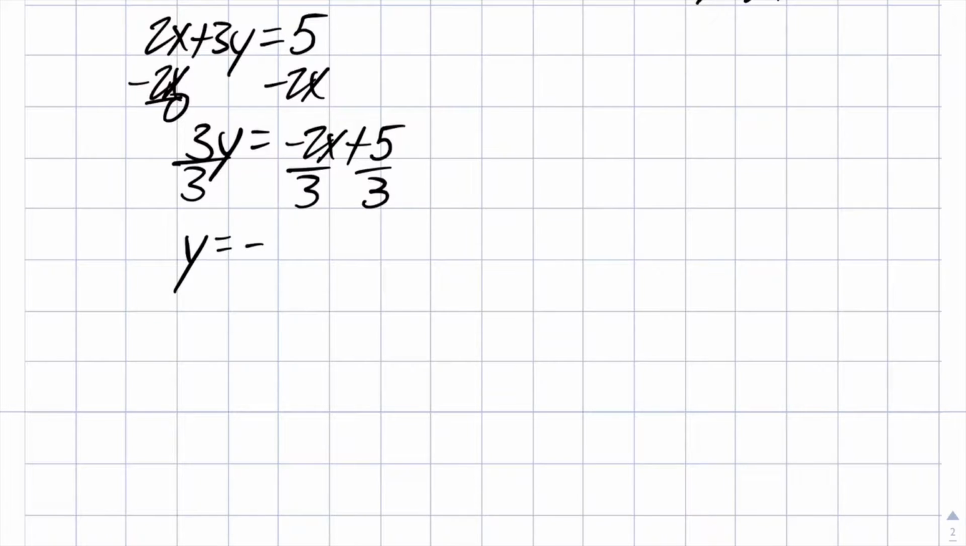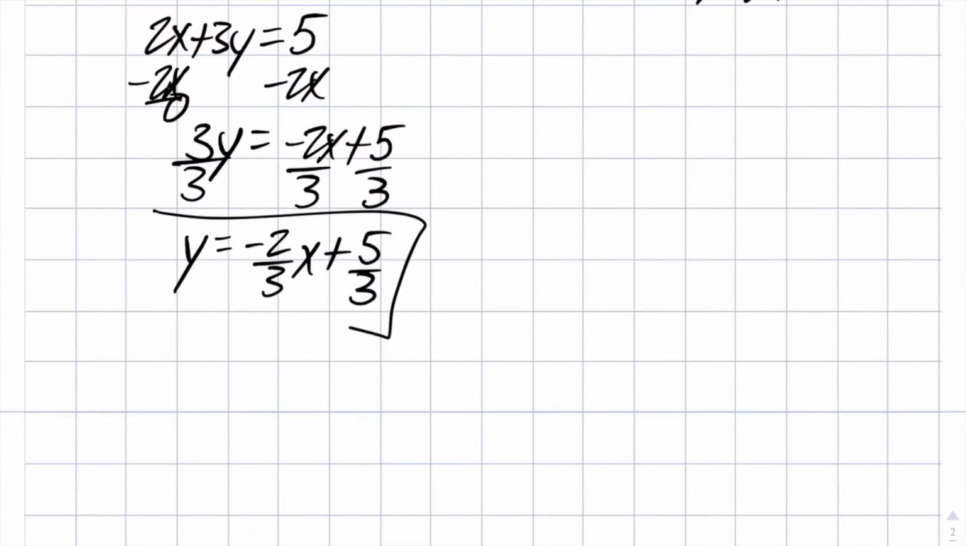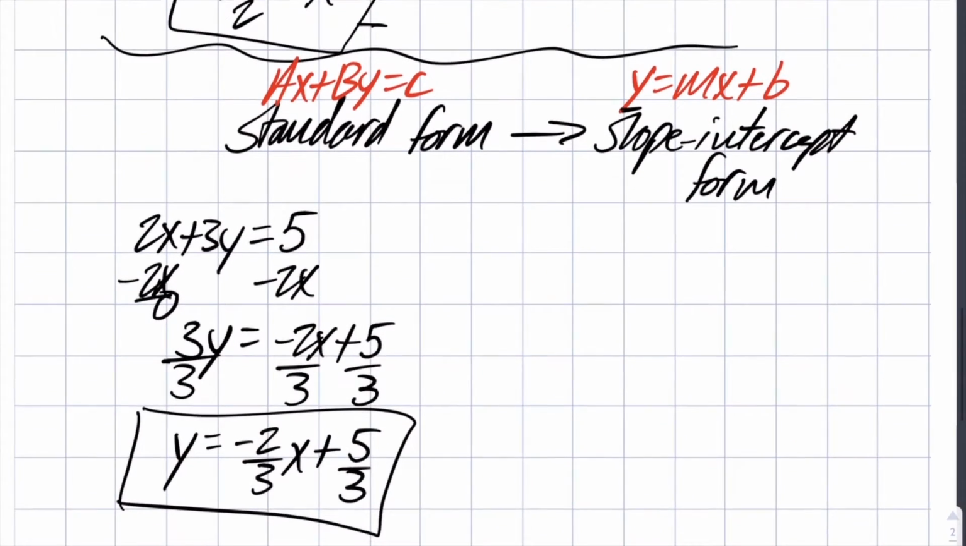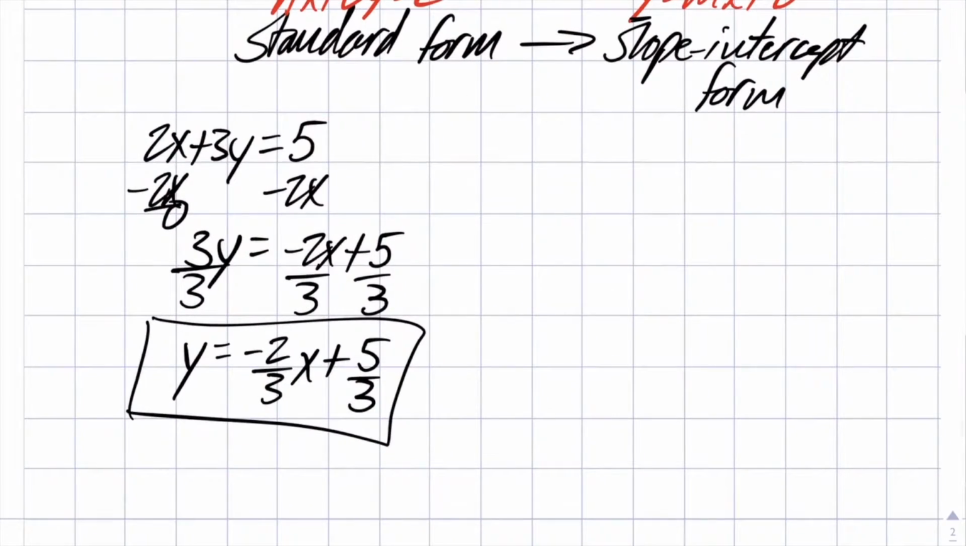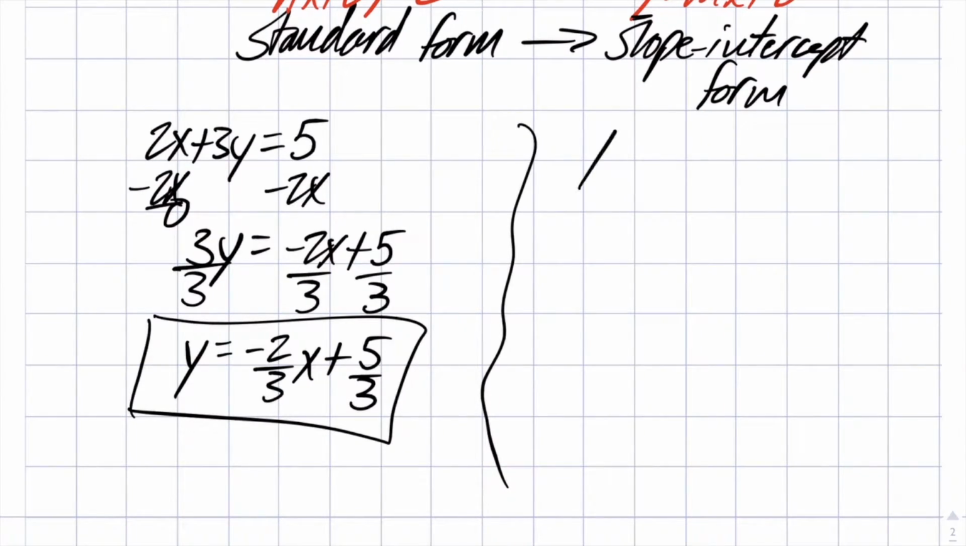y equals negative 2/3 x plus 5 over 3. That's it. This form now looks like slope-intercept form. Okay? Now, let's go back. Slope-intercept form, y equals negative 2/3 x plus 5 over 3.